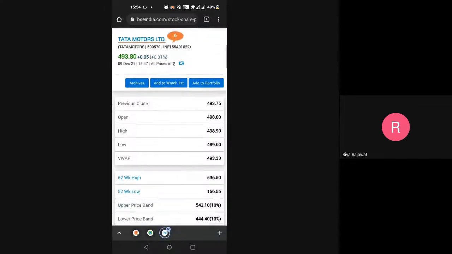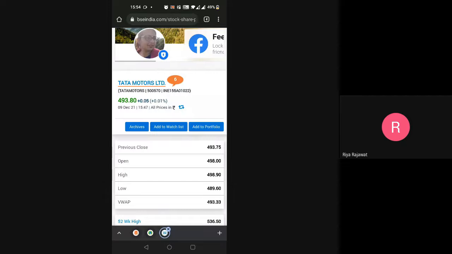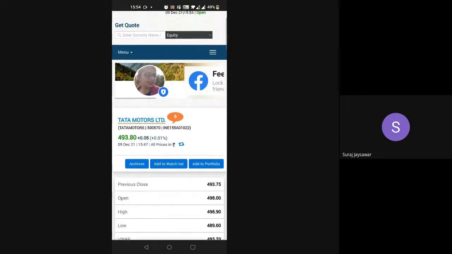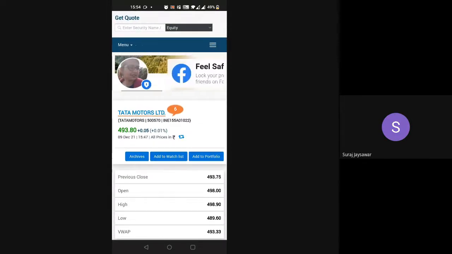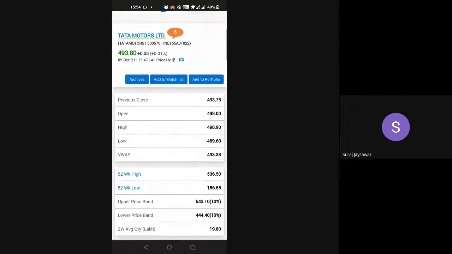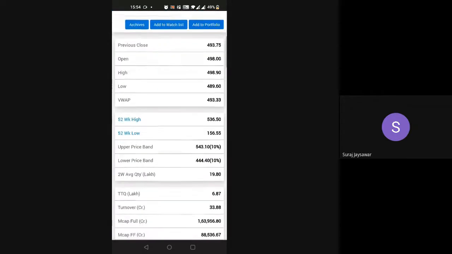Clear to everyone? Hello, clear? Yes, sir. So your screen is not visible. Okay, is it visible now? Yes, sir. Okay, so I know there's some Facebook ad which has propped up and some random lady has come over there.